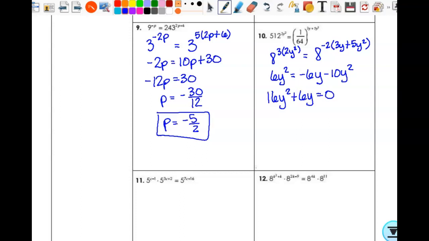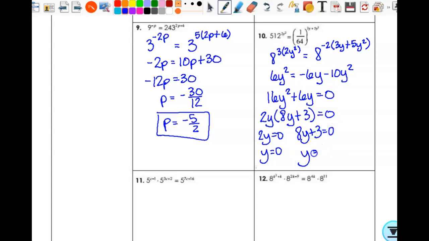What do I do next? Factor. Okay, so this is not a difference of squares, right? And it's not a trinomial. I just factor out the GCF. What's the GCF? 2y. Good, so I get 2y, and that leaves me with 8y plus 3 equals 0. So I get that 2y equals 0, so y equals 0. And I get 8y plus 3 equals 0, so y equals negative 3/8. So my answer is negative 3/8 and 0.